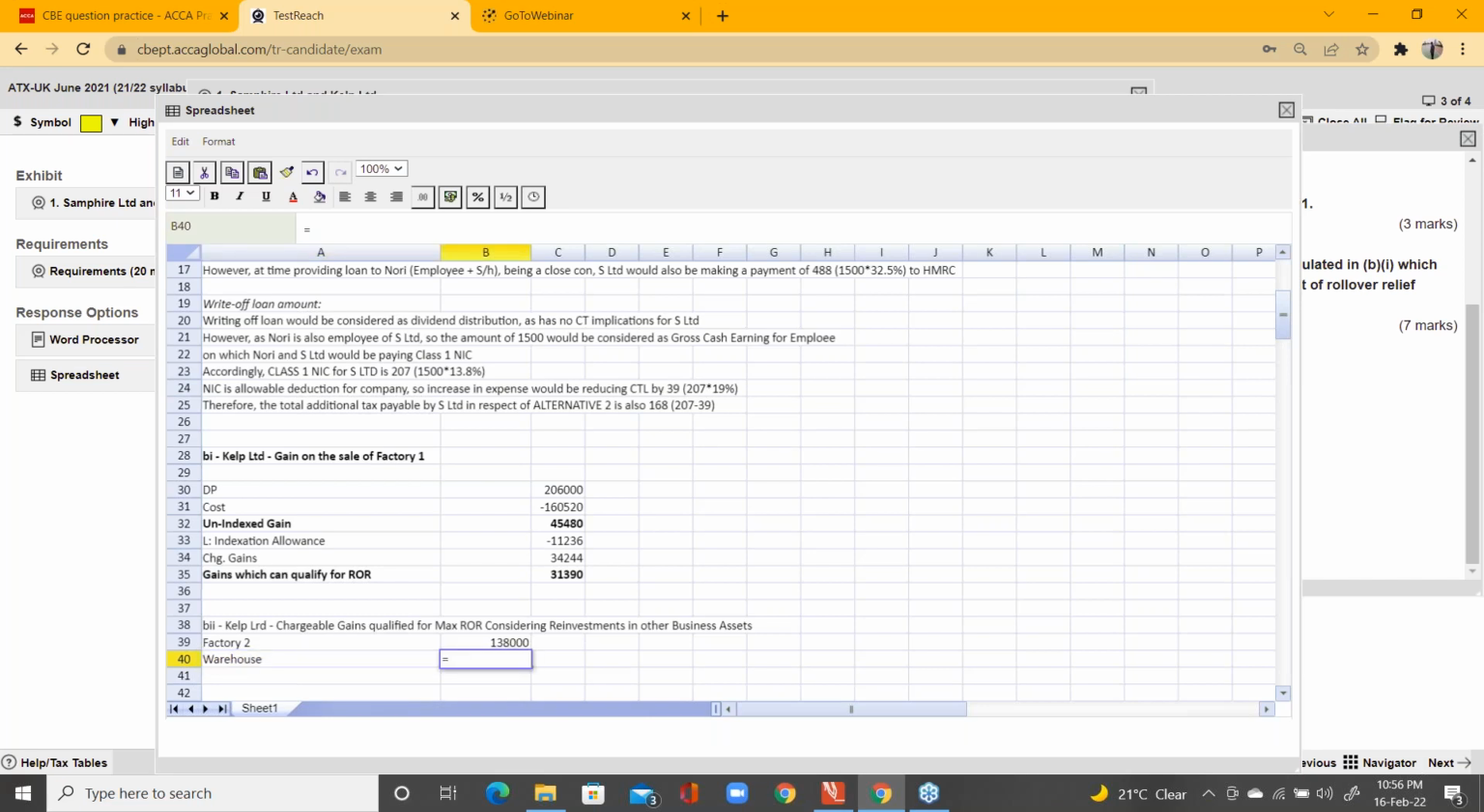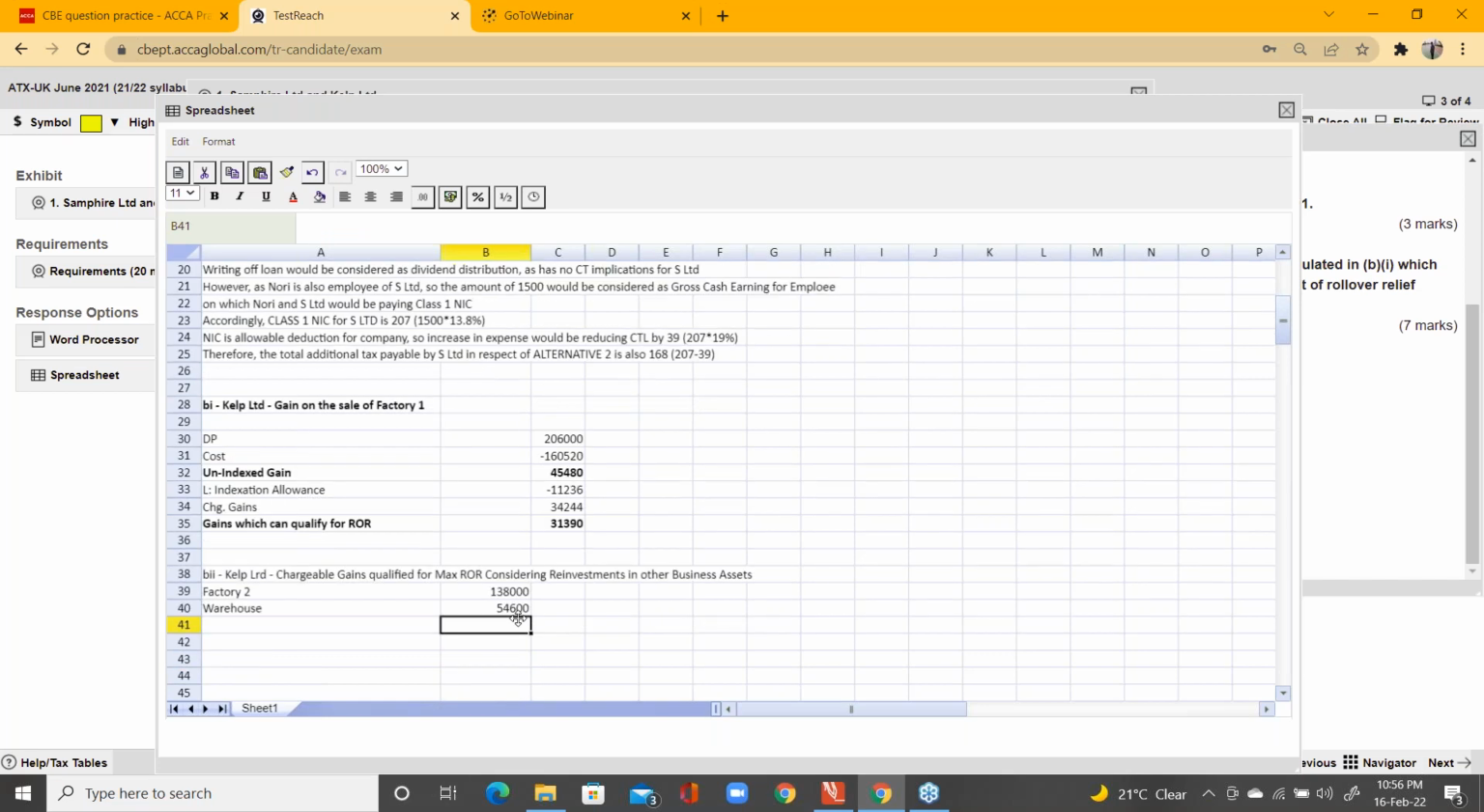Warehouse purchased for 78,000, but this 78,000 will be multiplied by the business use of the asset. So we can take an amount of 54,600, equal to, some bracket starts over here, company reinvested in total reinvestment in other business assets after disposing factory 1. The company reinvested an amount of 192,600.